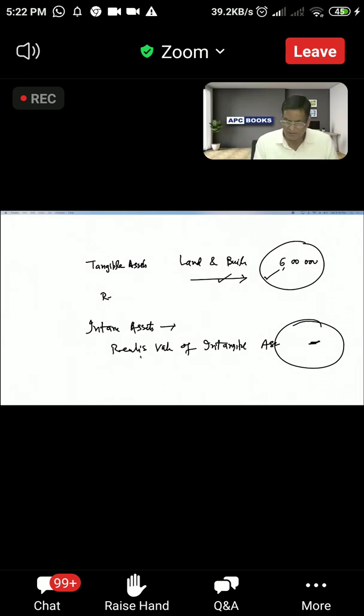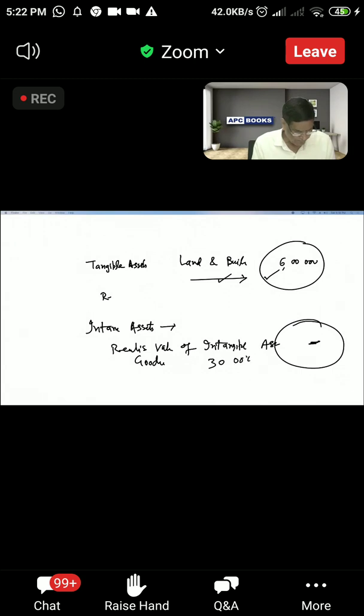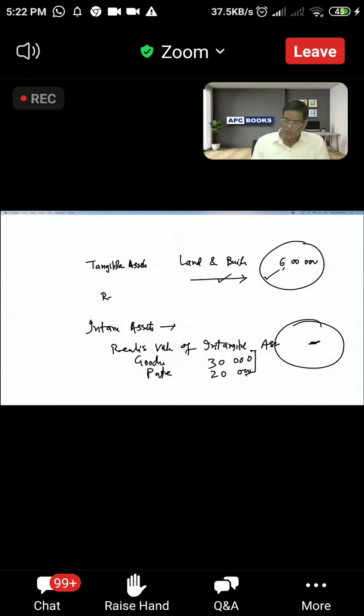Suppose goodwill is appearing in the balance sheet. In this question, goodwill is appearing in the balance sheet at 30,000. Also, in this same illustration, patents are appearing in the balance sheet at 20,000. These two assets are appearing on the asset side. Their realized value is not given. So we shall assume that they have realized nil value, zero value.